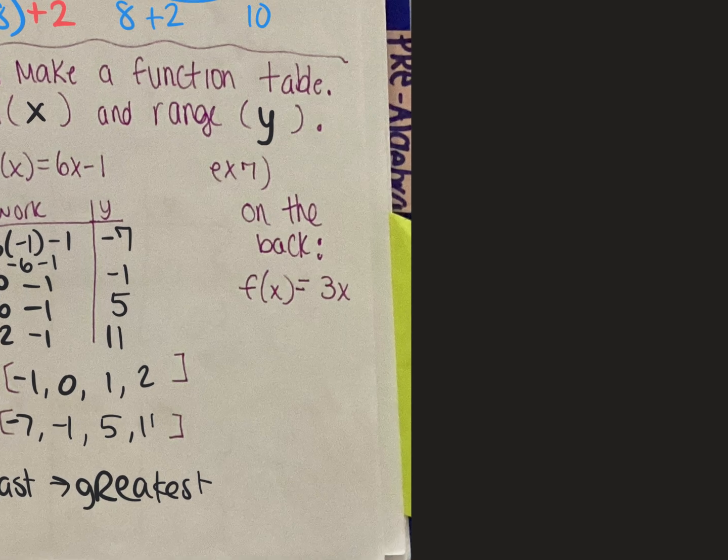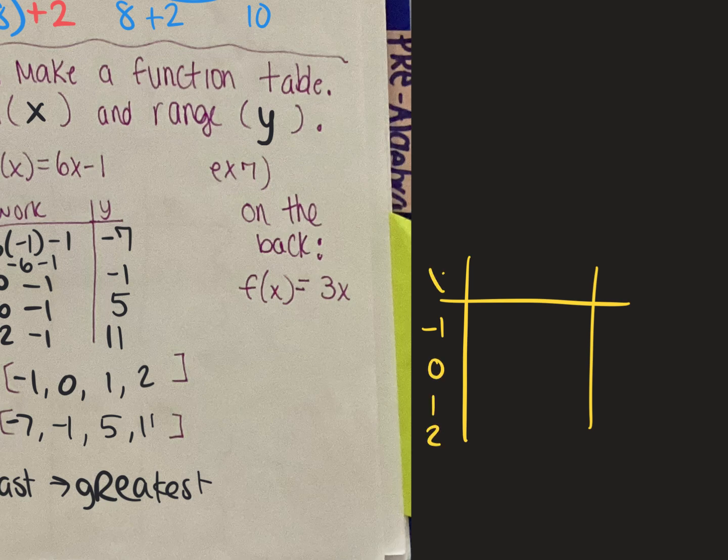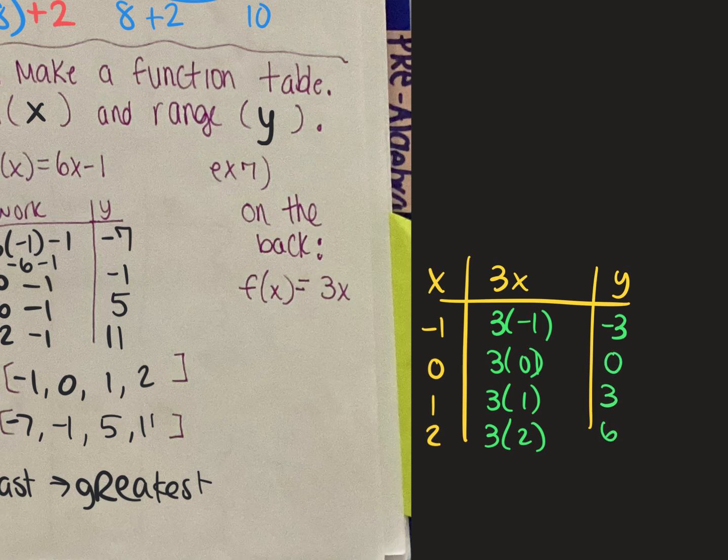Okay, example 7. We have no space, but I can do it over here. You could do it on the back of your paper. 0, oh, I don't want to start with 0. -1, 0, 1, and 2. Okay, type in your 4 answers that you got for y. Three times -1, 3 times 0, 3 times +1, 3 times +2, -3, 0, 3, and 6.